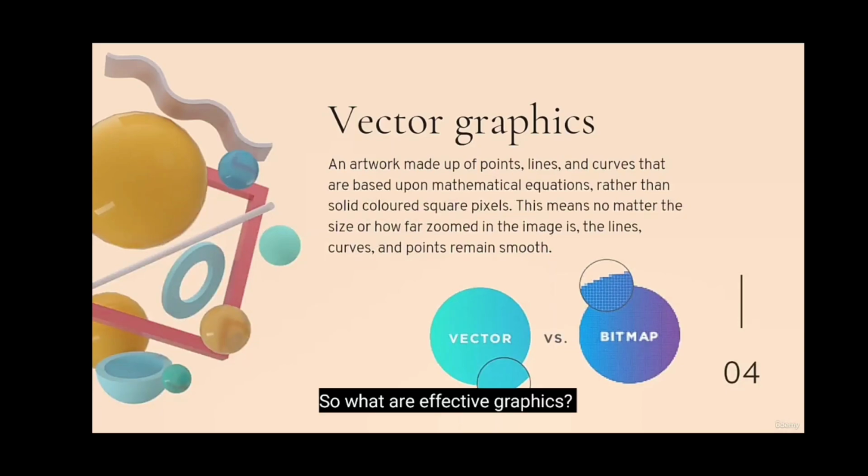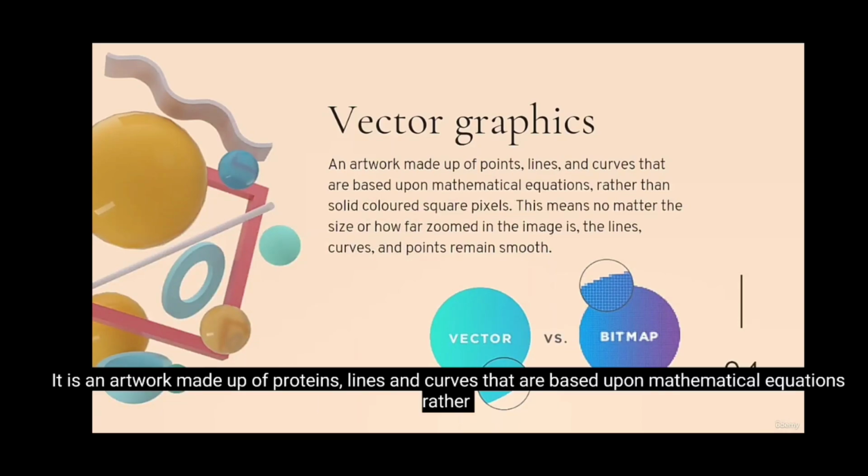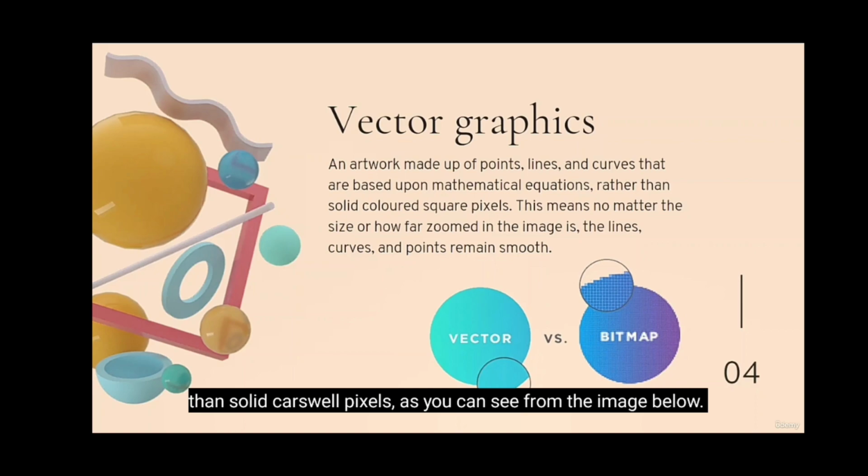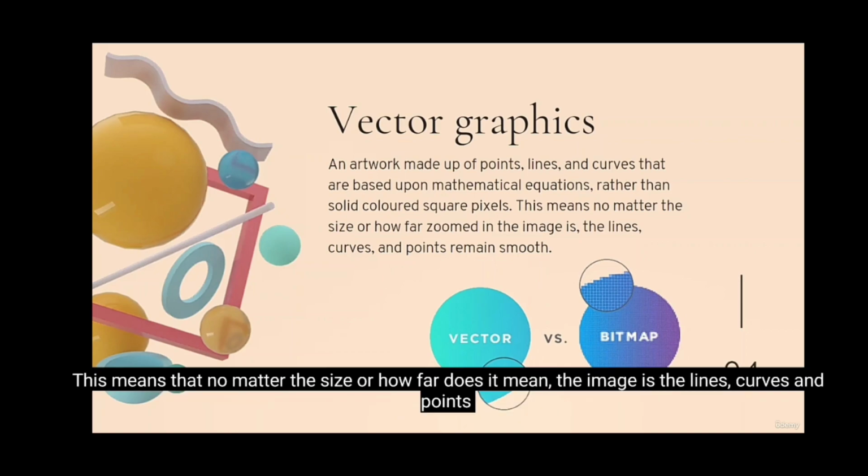So what are vector graphics? It is an artwork made up of points, lines, and curves that are based upon mathematical equations rather than solid color square pixels, as you can see from the image below. This means that no matter the size or how far zoomed in the image is, the lines, curves, and points remain smooth.